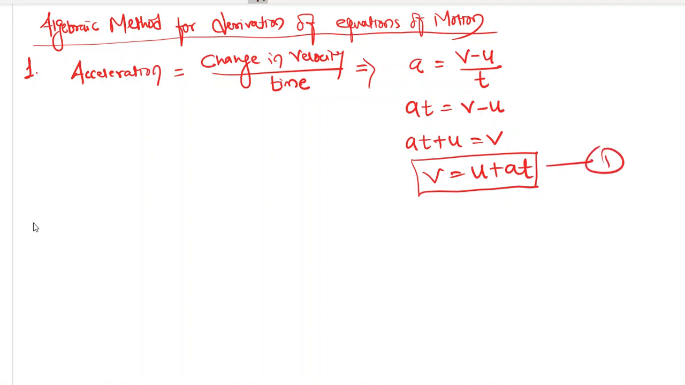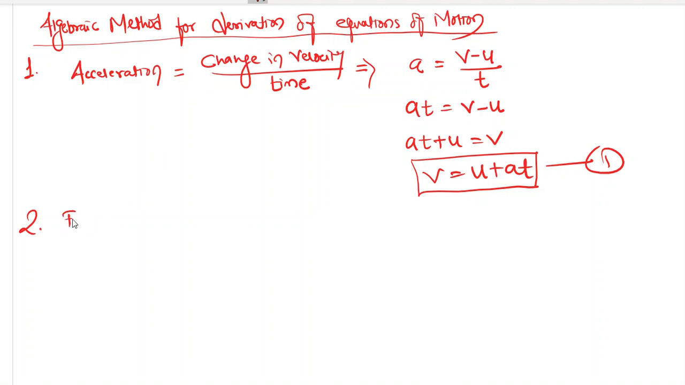Algebraic method. Yeah, but in school they might ask you algebraic method, they might ask you graphical method as well, and they might not tell you which method to use. So in that case, you're lucky. You can use any method, whichever you like. So you need to remember both the methods, algebraic as well as graphical. Algebraic is easy, of course. I like algebraic method. Okay, let's derive the second equation of motion.